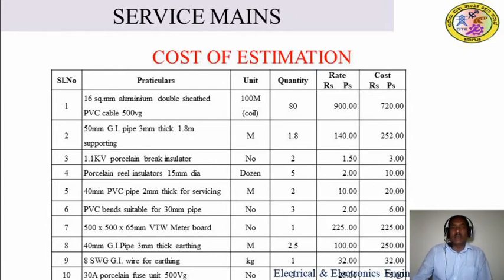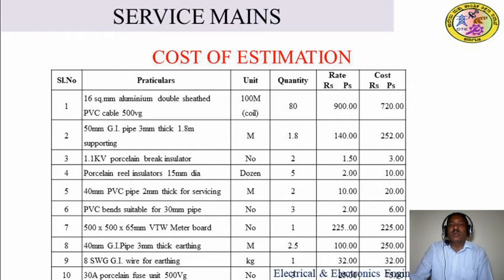So similarly here, one by one we go and mention each particular quantity, each particular material value along with its specification, unit and rate. The first one I have taken is a 16 square mm aluminum double sheet PVC cable, 500 volt grade. In the previous problem we had taken single phase, where it should be 250 volt grade. The coil available in the market is 100 meters. What we require is 80 meters. The cost of a 100 meter cable should be 900 rupees.